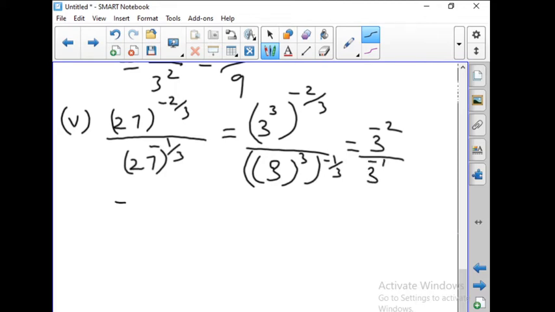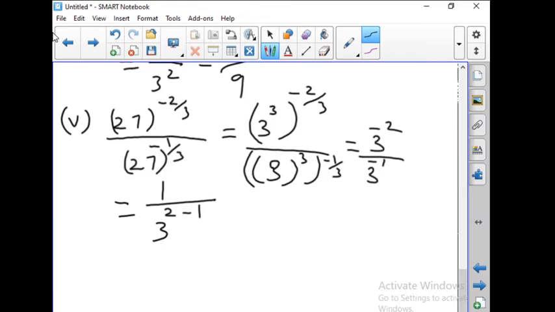Okay. So, the numerator you bring to the denominator, what you get? 1 by 3 power 2 minus 1. Yes, we are bringing the numerator to the denominator. So, we get 1 by 3, which is equal to 1 by 3. Is it clear to all of you? So, it is equal to 1 by 3. Okay. Then, coming to the next one.